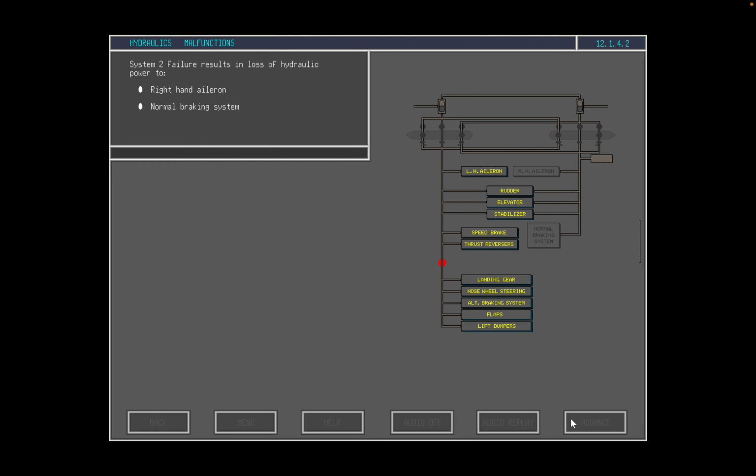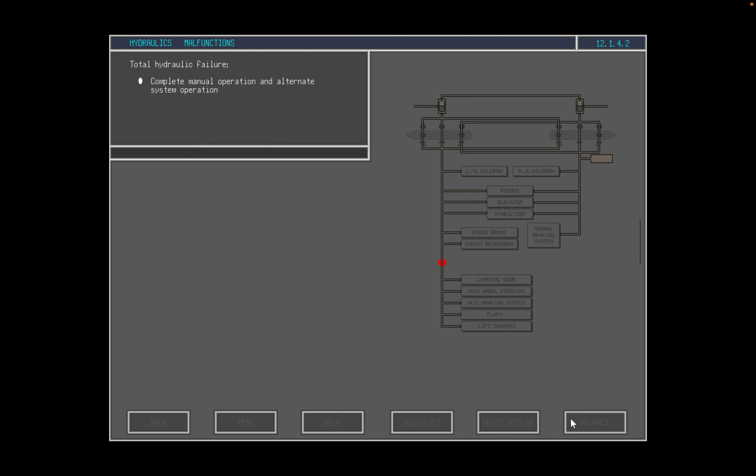A complete System 2 failure results in a loss of hydraulic power to the right-hand aileron and the normal braking system, and one actuator in the elevator, rudder, and stabilizer. A complete hydraulic system failure requires manual and alternate system operation. We will discuss total hydraulic system failure at the end of this section.